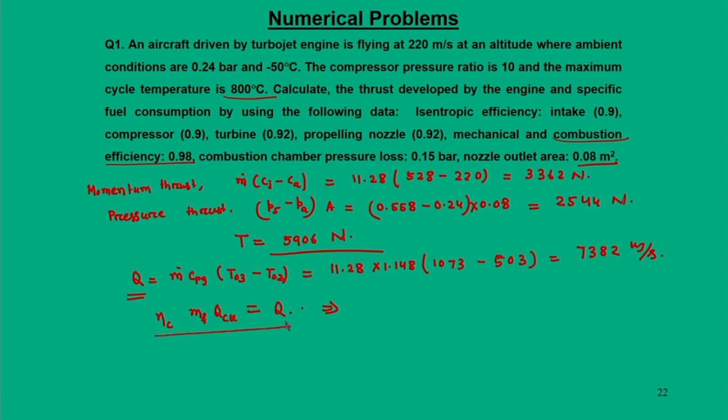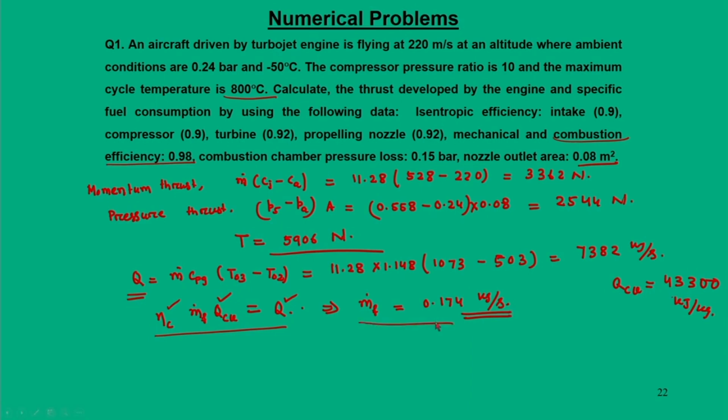So from this equation, for QCV you can make an assumption that the calorific value is 43.3 megajoule per kg, that is 43,300 kilojoule per kg. So we know QCV, we know combustion efficiency, we know Q. So this will give the mass flow rate of the fuel, m dot f, that is 0.174 kg per second.